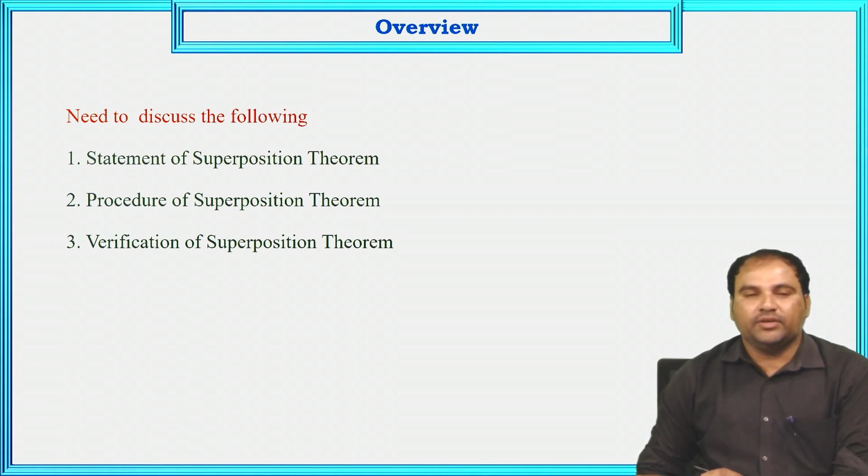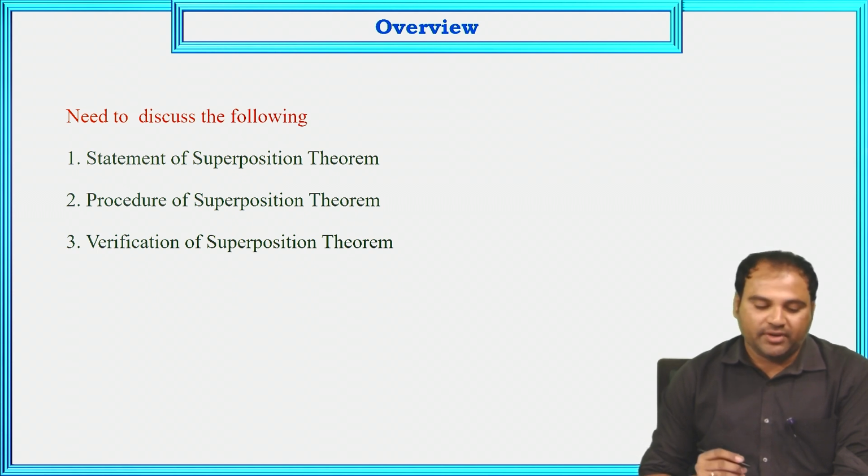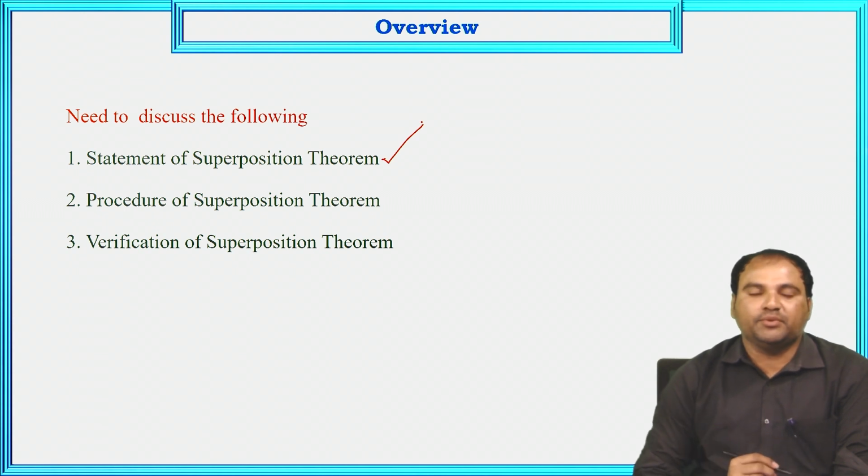So the first point is we have to discuss the statement. What is the statement of the superposition theorem? In any linear or bilateral network containing two or more voltage sources, the total current is equal to the algebraic sum of the incoming currents or the algebraic sum of the outgoing currents. That is the statement of the superposition theorem.